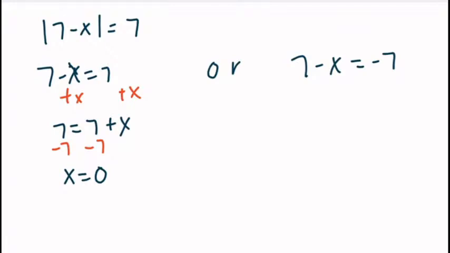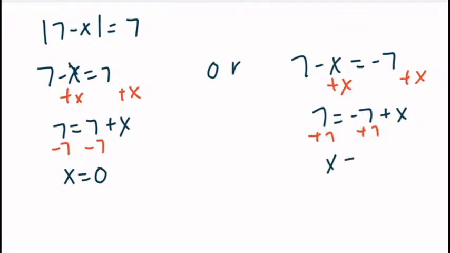Now let's try the next equation. Add x on both sides. And that equals 7 equals negative 7 plus x. And then add 7 once again. That's going to get you x equals 14. So our answers are x equals 14 and x equals 0.